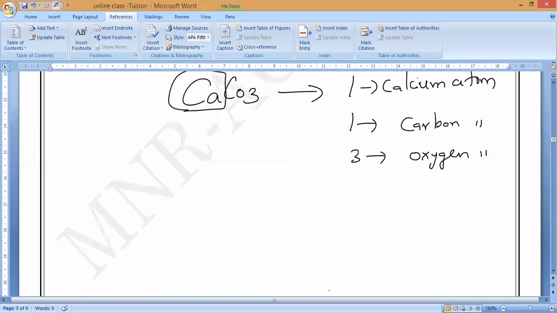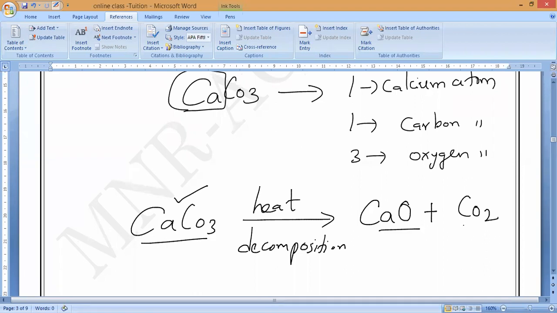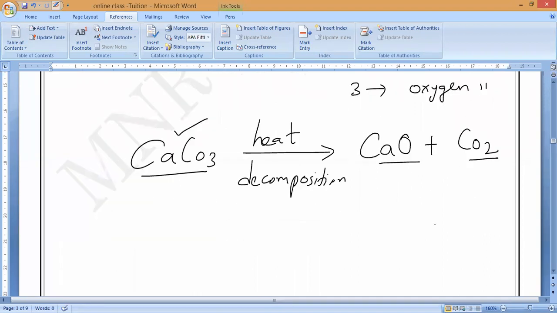Now, let us go with the reaction. It will start heating. The decomposition will take place. Observe very carefully: calcium carbonate, on heating, undergoes decomposition to give calcium oxide, CaO, plus CO2. So you can see here, calcium carbonate has different chemical properties, calcium oxide is different and carbon dioxide is different. Yes or no? Now you can verify. These are called products. What should we call them?